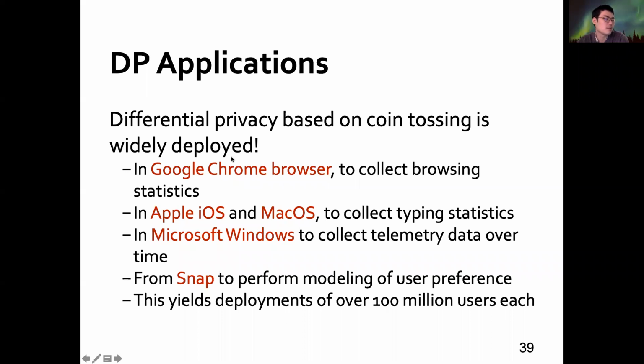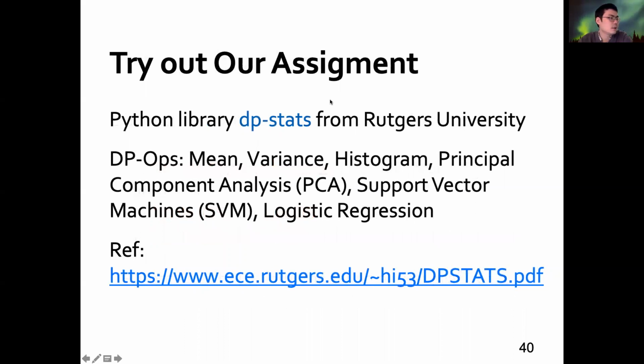All these applications actually have over 100 million users each, so this is already functioning in the real world. And we have an assignment. There's a Python library called DP, Differential Privacy Statistics, from Rutgers University. They have some differentially private operations already, like the mean, the variance, histogram, PCA, support vector machine, and logistic regression.